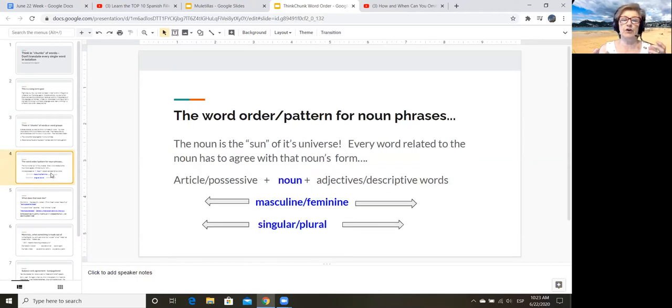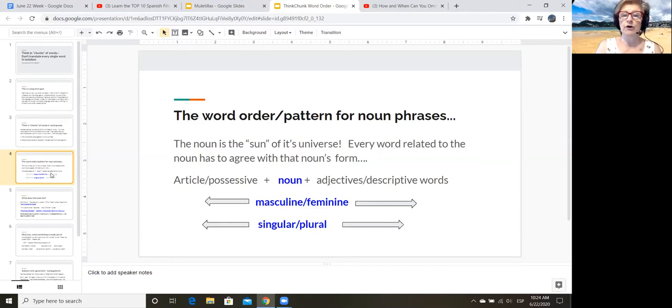So let's take a look at that first chunk, word order, patterns for noun phrases. You have to think of the noun as the little sun and in its universe, okay? Every word related to that noun has to make nice with that noun. That means it has to agree with that noun in its form. We call that noun, adjective, agreement. Agreement means everything needs to be in the same form. So if that noun is masculine or feminine, every word that talks about that noun will also have to be masculine or feminine, right? The words for the, el, la, los, las. The words for a or some, un, una, unos, unas. A possessive word like mi, my, mis, my.